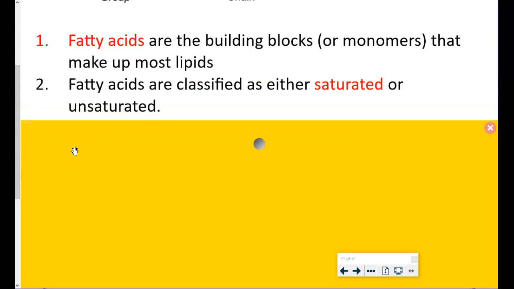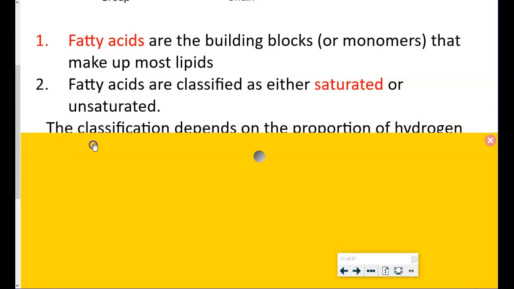Fatty acids can be either saturated or unsaturated. You've maybe heard those words in commercials, on food packaging, or in health class. So here's what that actually means.